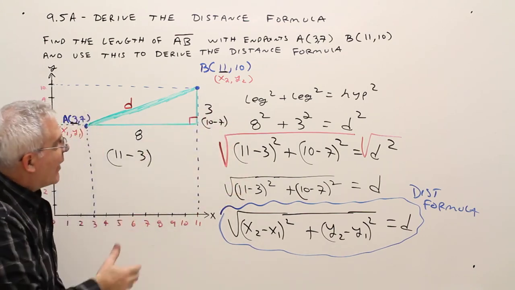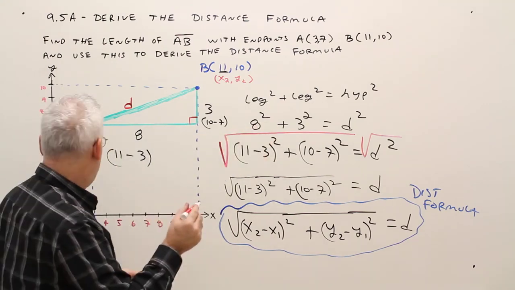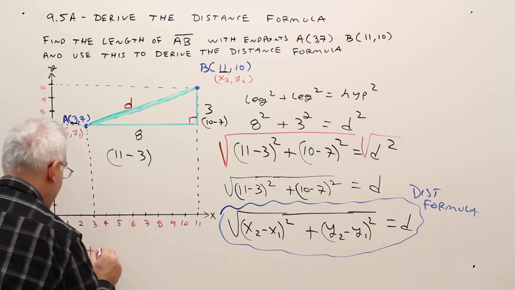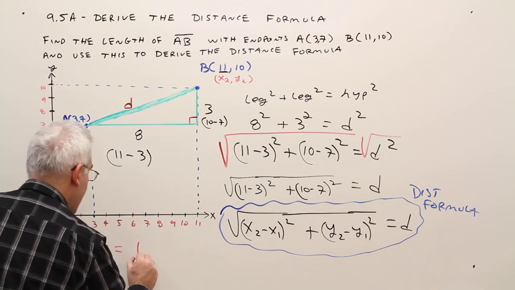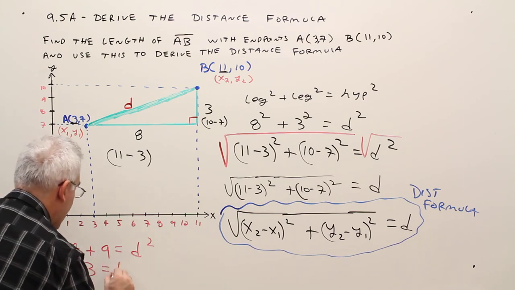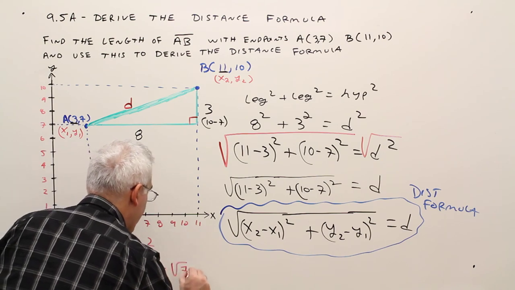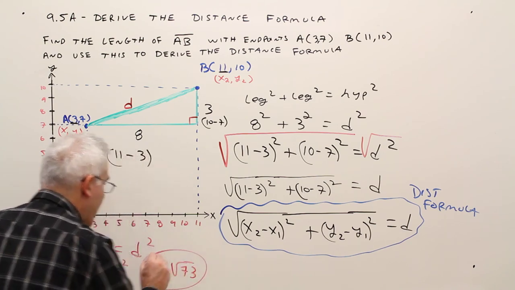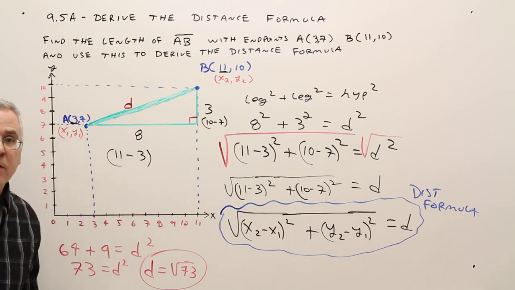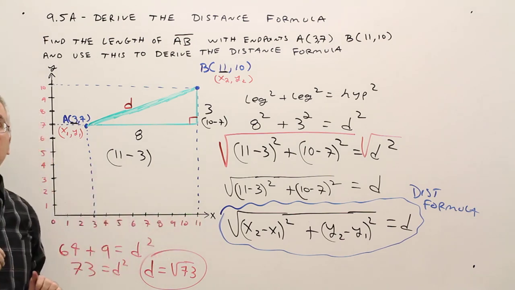And then if we wanted to actually calculate this distance, I'd probably use this one. So let me do that down here. It's going to be 64 plus 9 equals d squared. So that's 73 equals d squared. So the distance would be the square root of 73 for this specific problem. So there you have it, how to use the Pythagorean theorem to derive the distance formula.